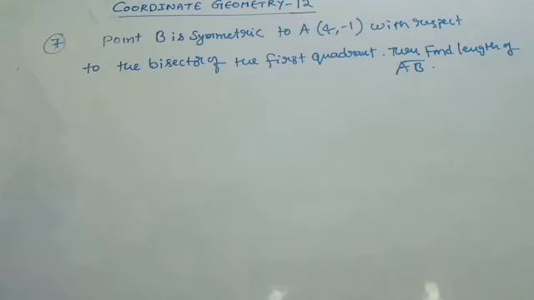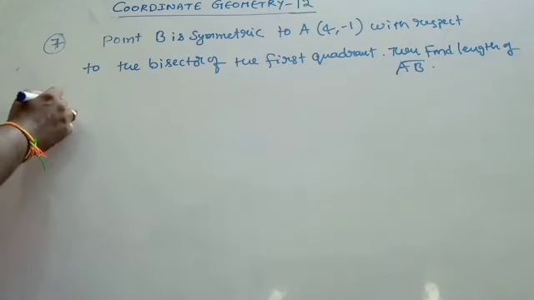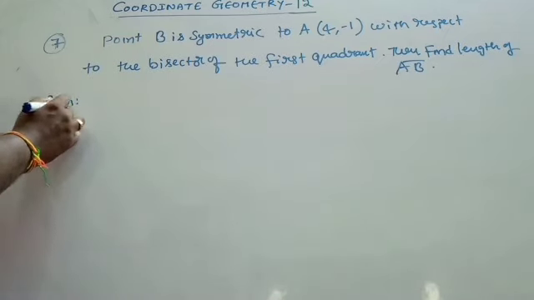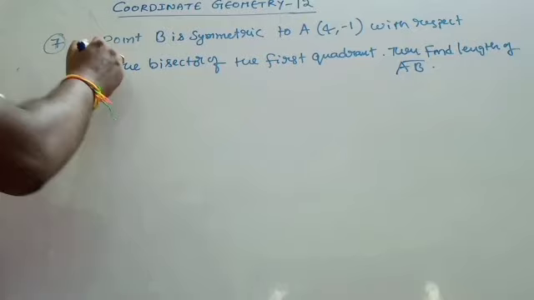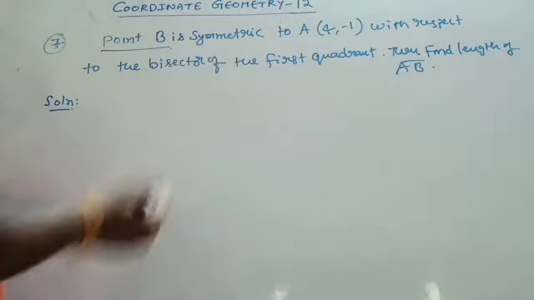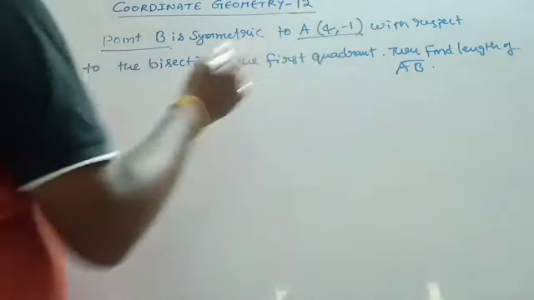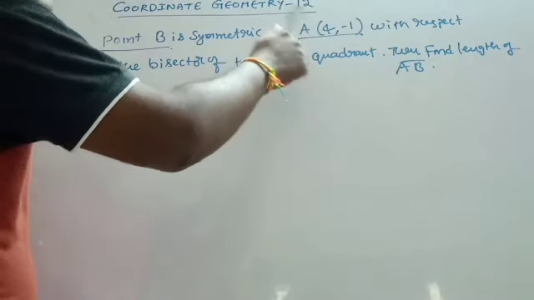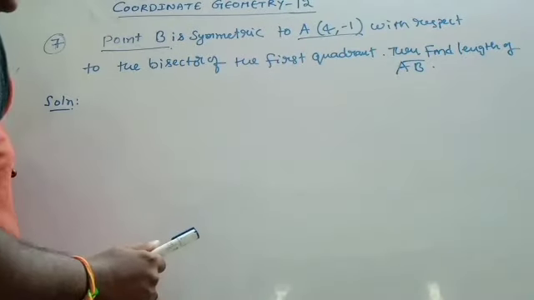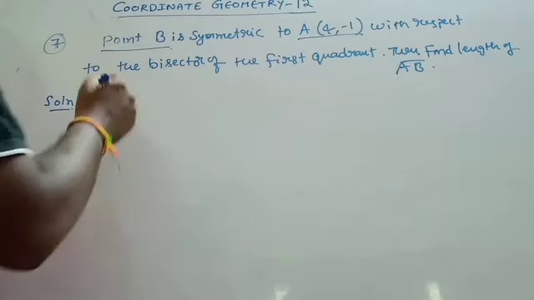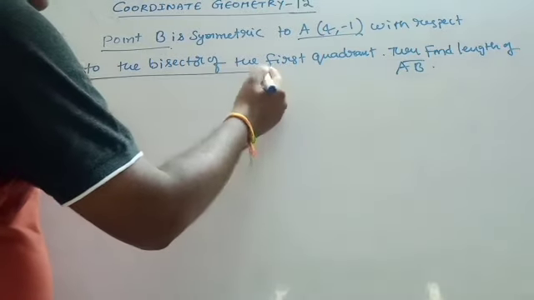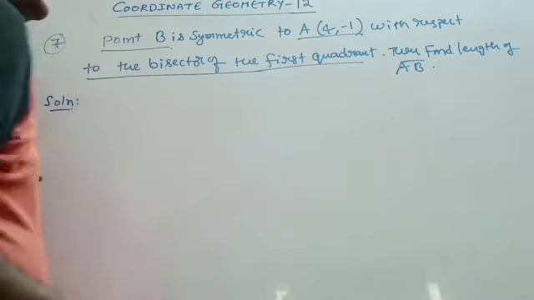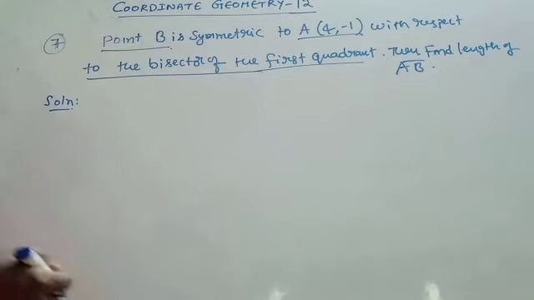The 7th problem. Let us first understand the information given here. Point B is symmetric to A. That means B is the image of the point A, right? With respect to the bisector of the first quadrant. Then find the length of AB.